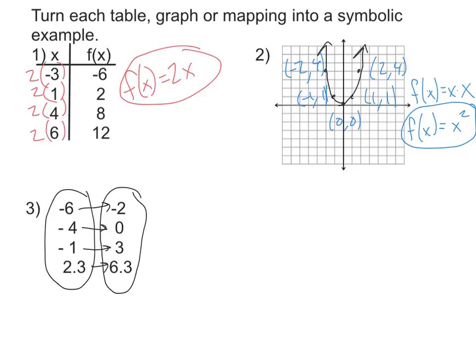Let's look at number 3. Here we have a mapping. And so the same question applies. What do I do to each input to get the output? What do I do to -6 to get -2? What do I do to -4 to get 0? To -1 to get 3? And a 2.3 to get 6.3?